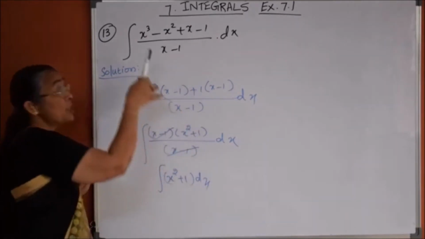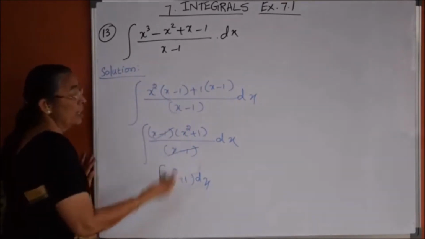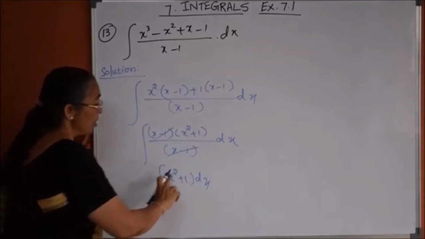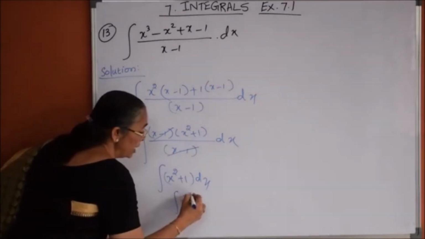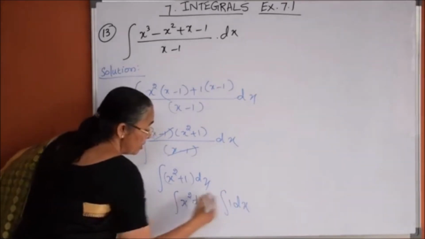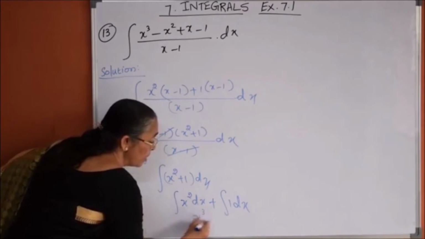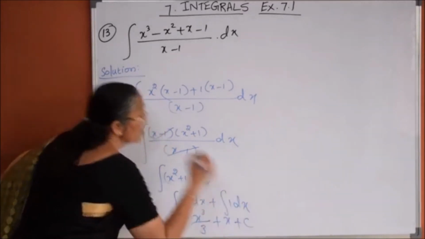So the problem just looks very difficult, but if you know this factorization properly, we can make the problem so simple. Now this integration x square plus 1 dx is integration of x square dx plus integration of 1 dx, which is nothing but x cube by 3 plus x plus c.